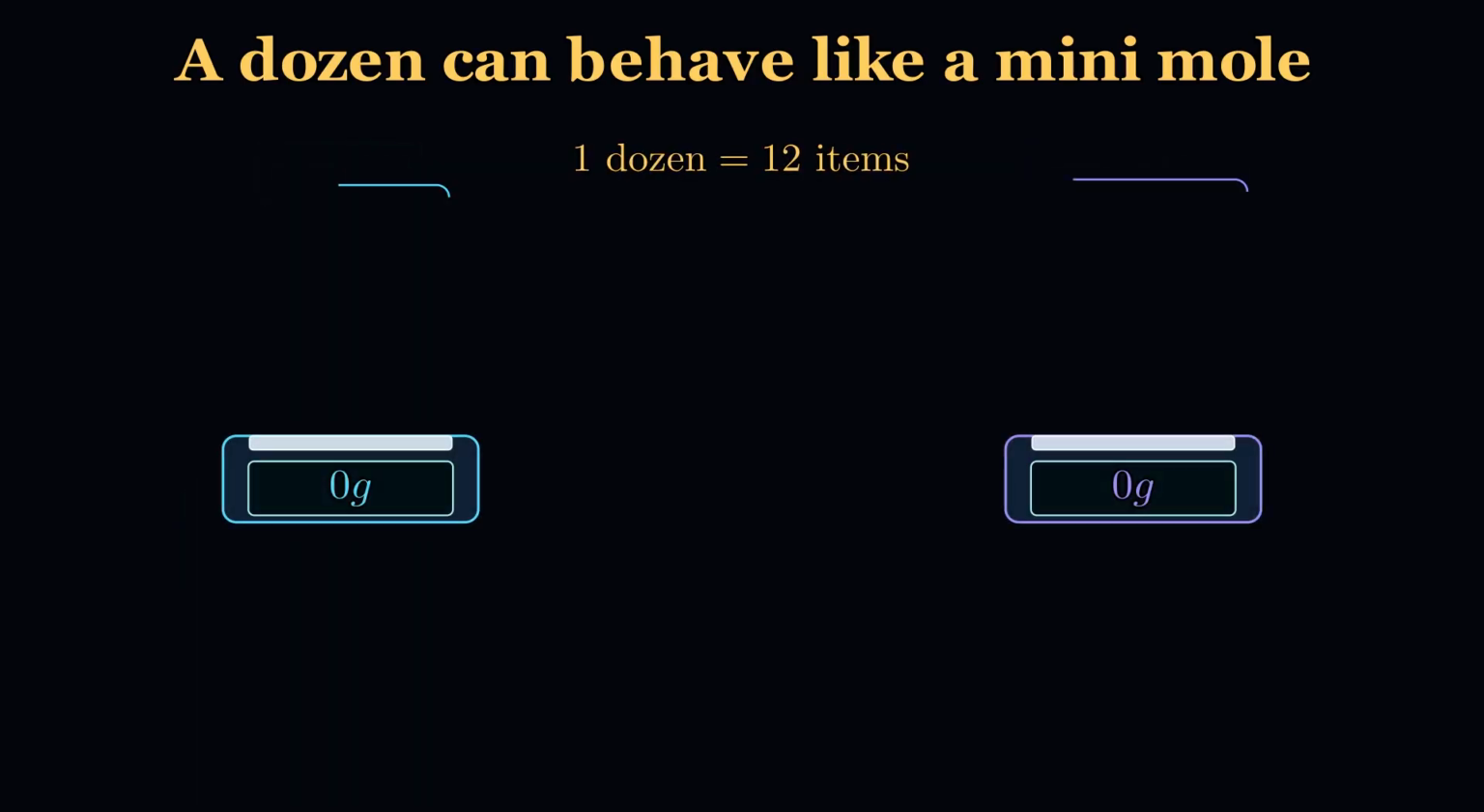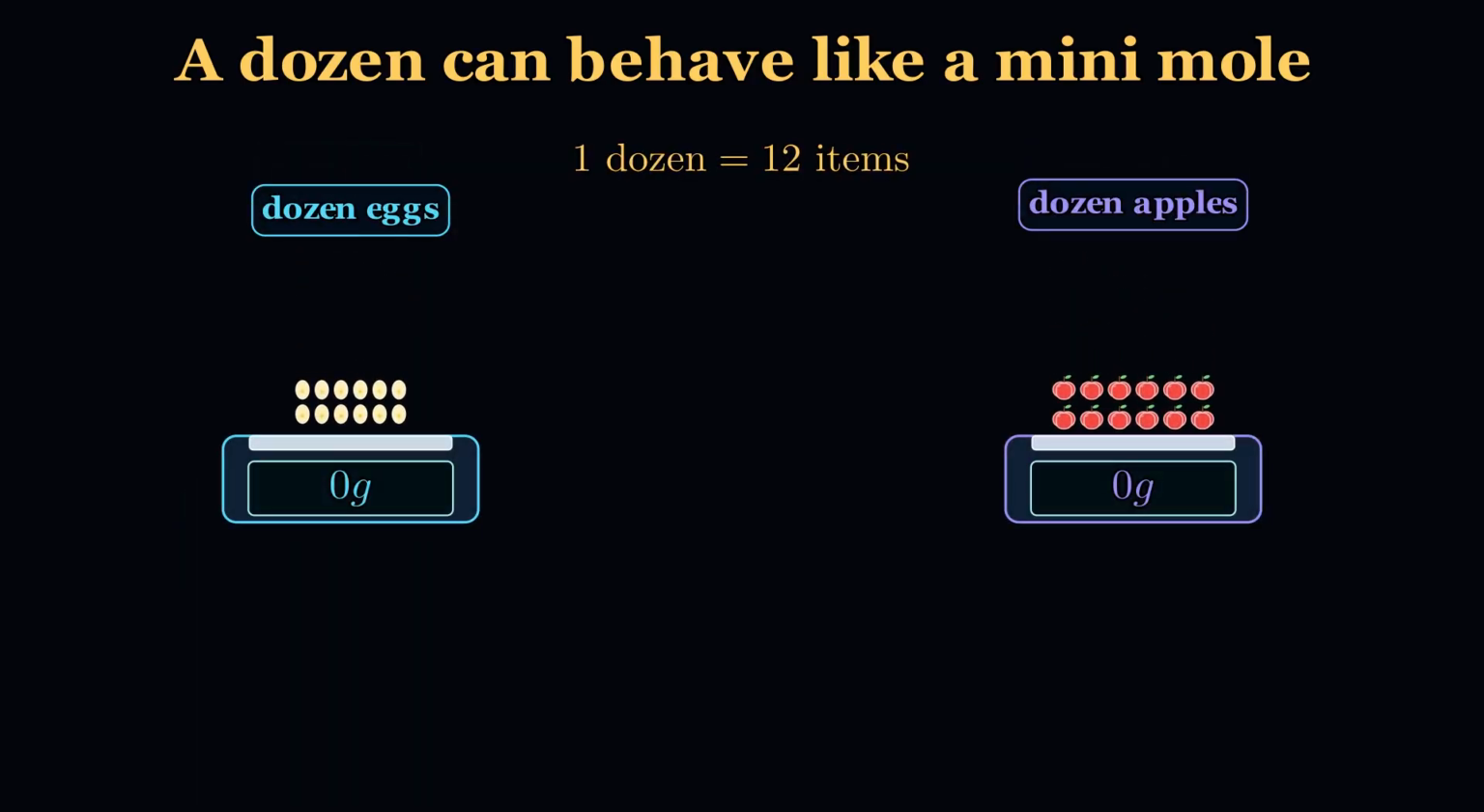Now compare a dozen eggs with a dozen apples. The number is the same. There are 12 of each, but 12 eggs have a mass of 600 grams. 12 apples have a mass of 2,400 grams. Same count, different mass. Now here is the useful question. How many apples would give the same mass as a dozen eggs?